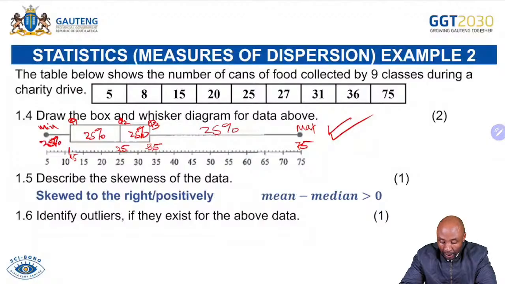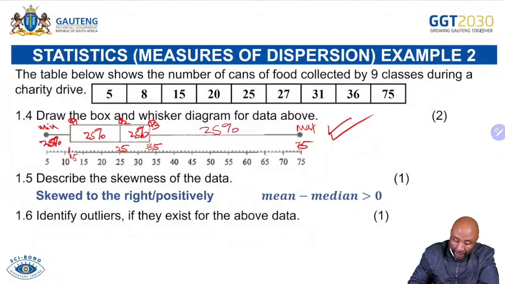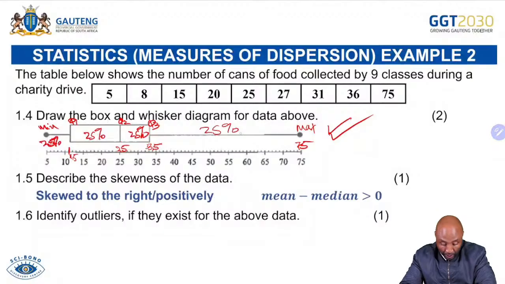Or if you look at our whiskers, our right whisker is longer than our left whisker. So that's why we are saying it's skewed to the right as well. We look at the length of the whiskers, not the boxes. So this one is small, so our data is skewed to the right or positively skewed.